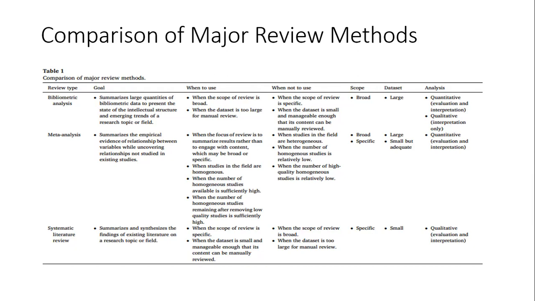So when we talk about bibliometric analysis, we are talking about quantitative analysis, which requires a lot of data. If an area has so much data, papers published in that area, then it qualifies for bibliometric analysis. Some say around 300 to 500 articles is sufficient for you to perform a bibliometric analysis. Then meta-analysis also requires a large size of data. Then systematic literature review we can deal with when you are using a very small quantity of data. But there are also the goals. For example, bibliometric analysis summarizes large quantities of bibliometric data to present the state of the intellectual structure and emerging trends of a research topic or field.